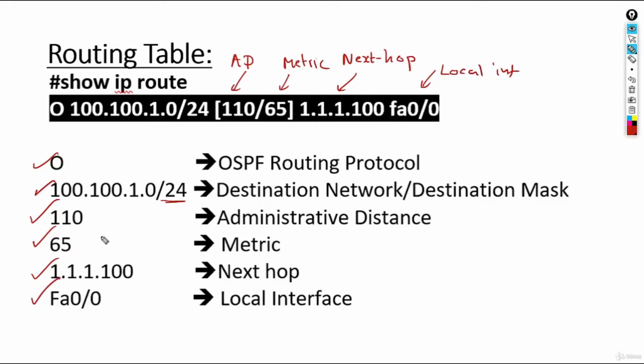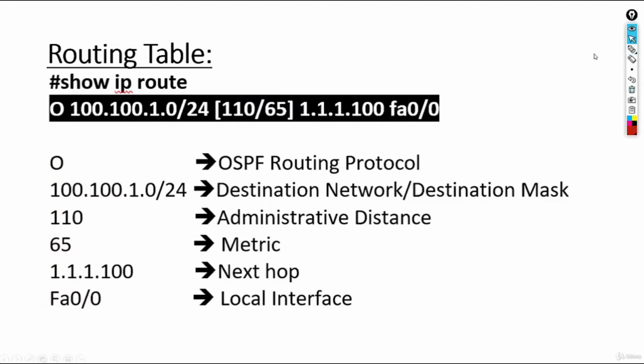It doesn't matter how the routes are learned. Maybe it can be learned from OSPF, EIGRP, or whatever routing protocol. You should try to figure out how to read the routing table. Please take a moment to understand more about the routing table.